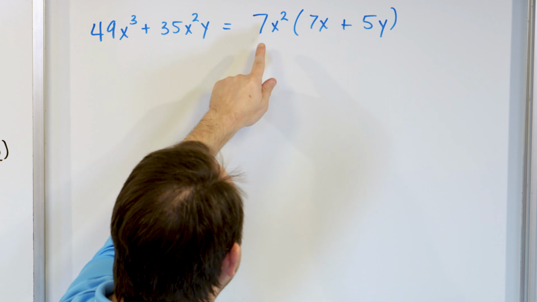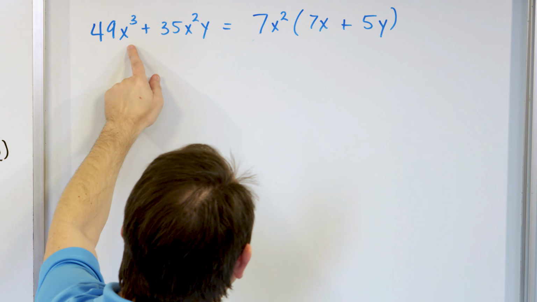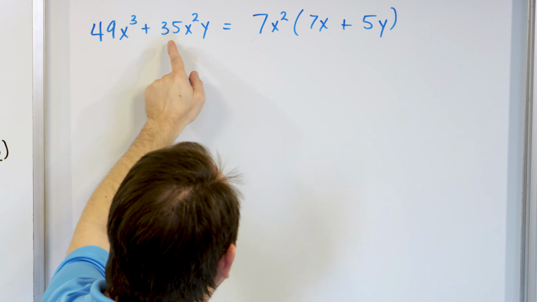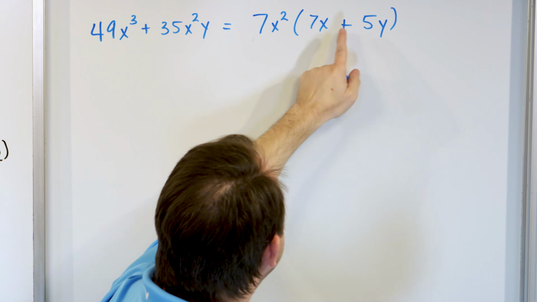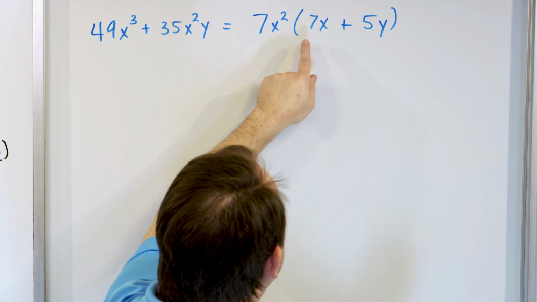Then you double check yourself. 7 times 7 is 49. X squared times x is x cubed. 7 times 5, 35. X squared will come from here and the y will come from here. So this multiplied out gives me this. And then I double check.